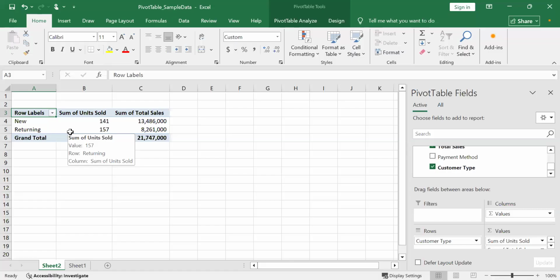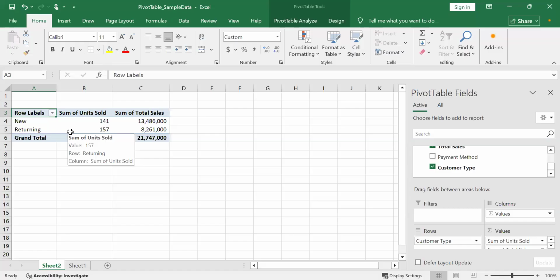The new customers are giving them more total sales. So what do you think is happening? Because if we're looking at it right, the new customers are not buying as much in terms of volume as them.